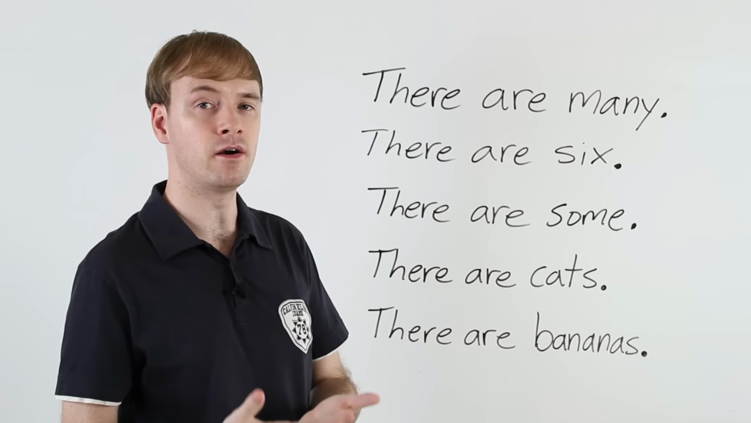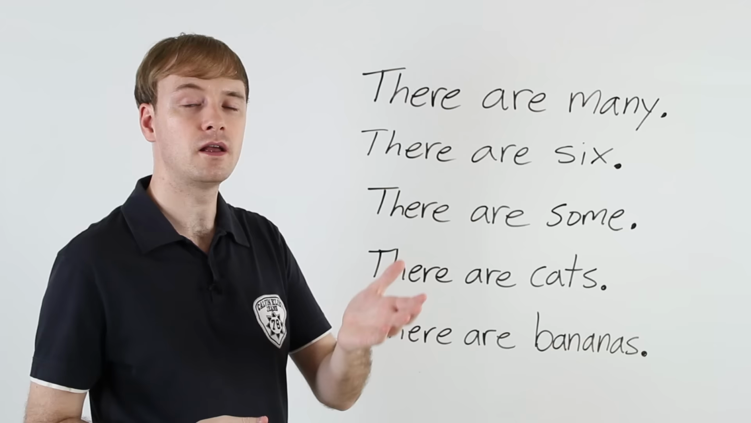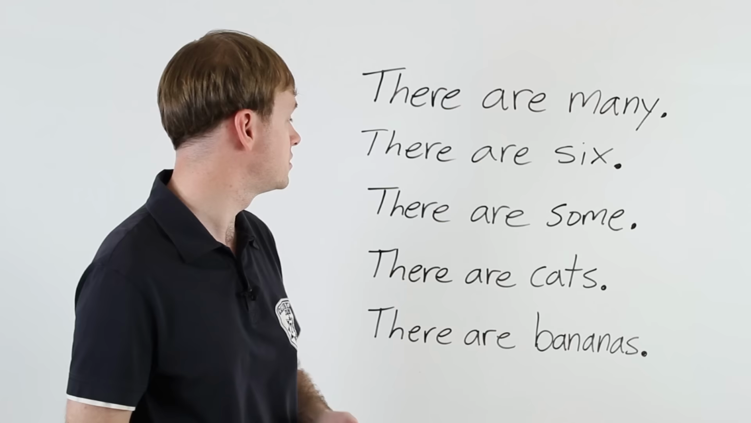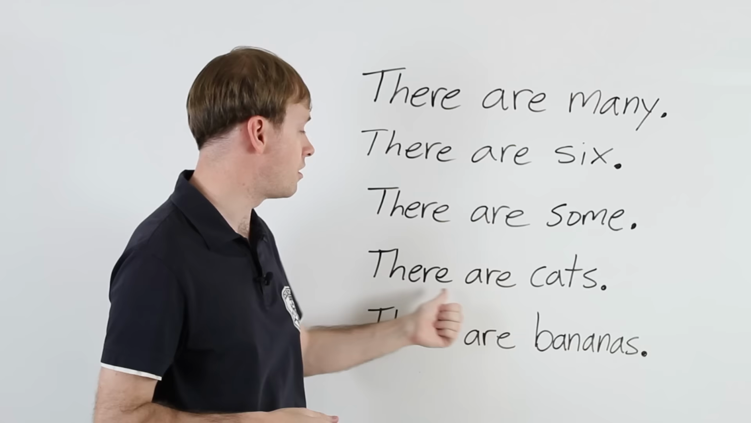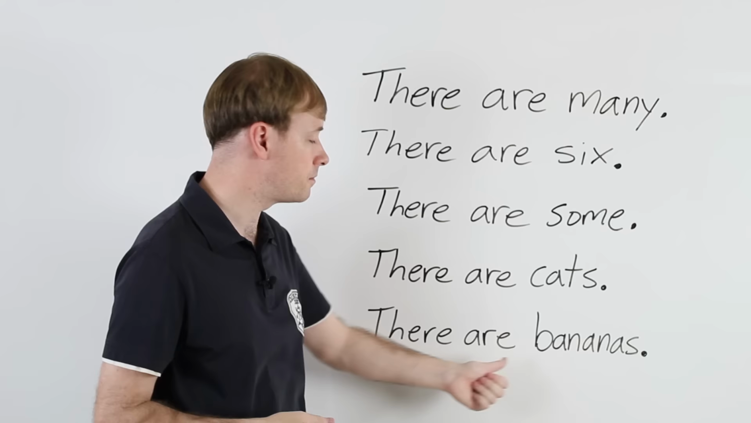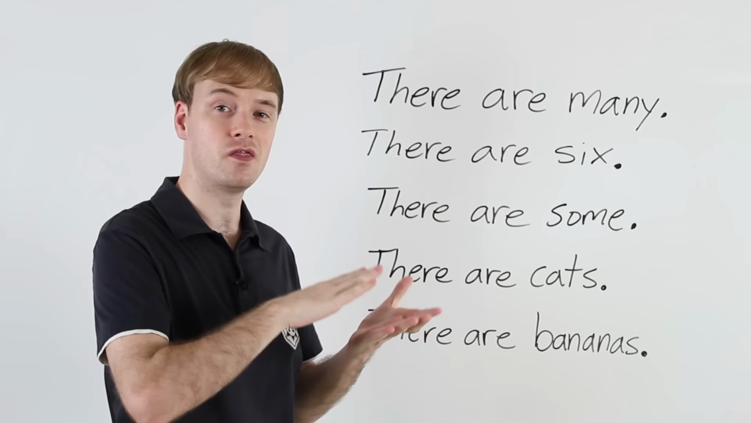A little bit faster. There are many. There are six. There are some. There are cats. There are bananas. Okay, so I hope you know the difference between they are and there are.